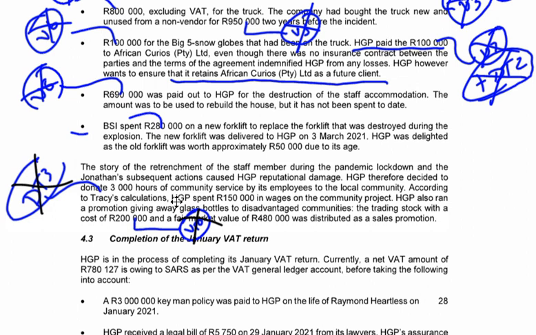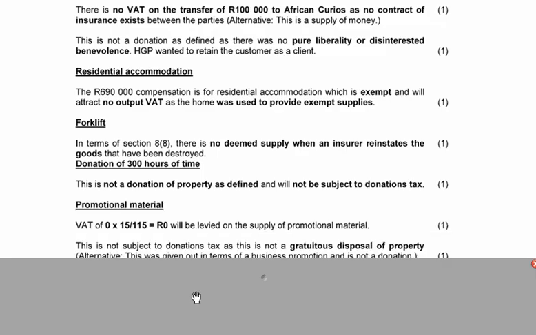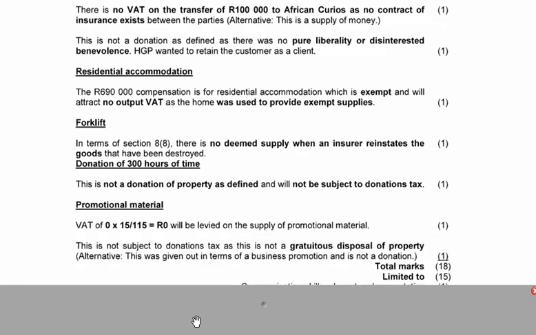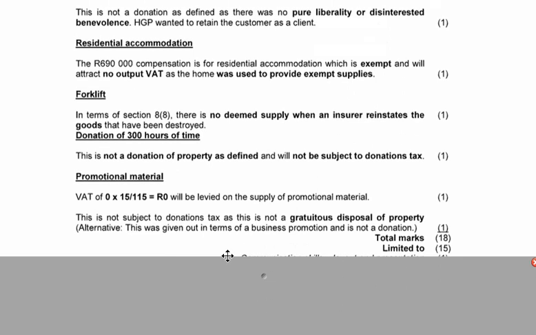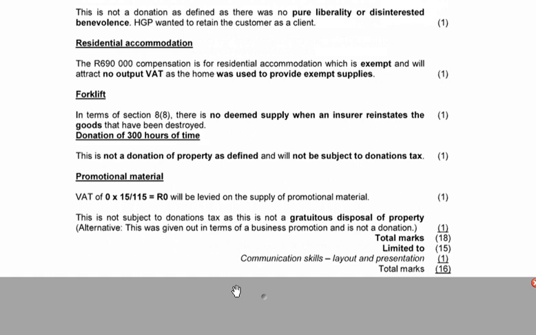section 10(23). And guys, it's also not done out of the goodness of our heart. It was given out as a business promotion. This is not a donation subject to donations tax. So that is what you've got over there with the VAT of zero, not subject to donations tax. And there's the layout of the question.